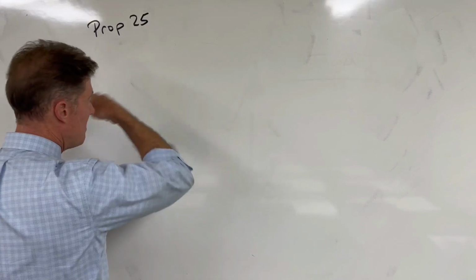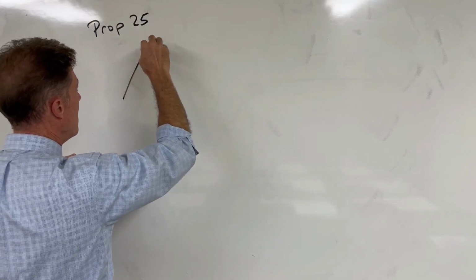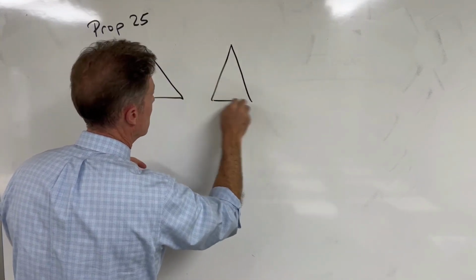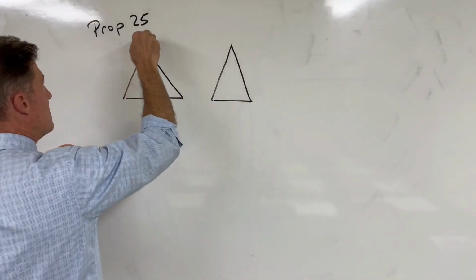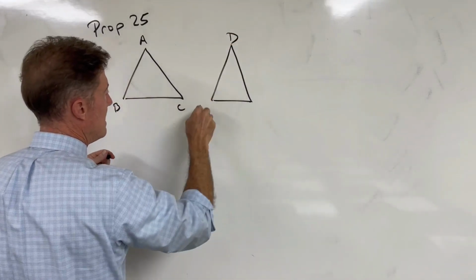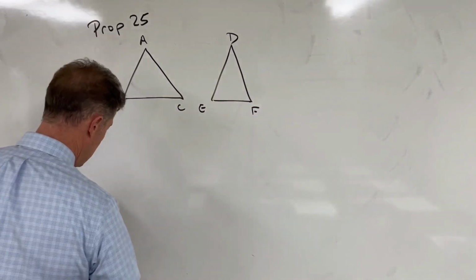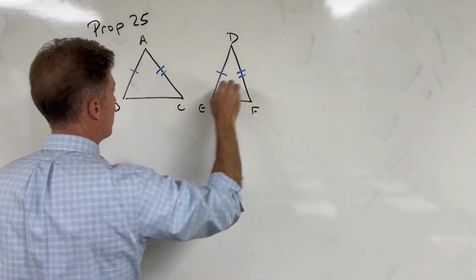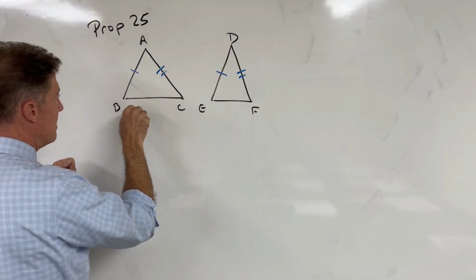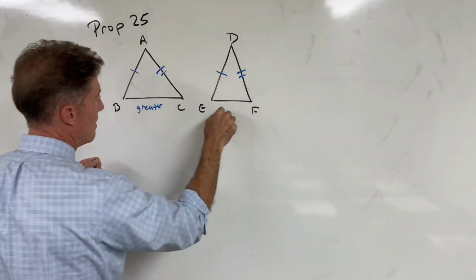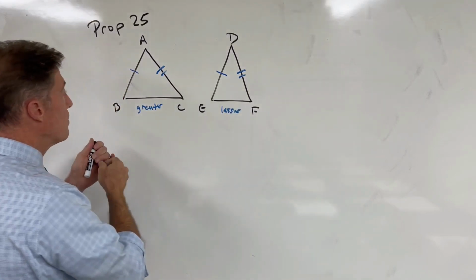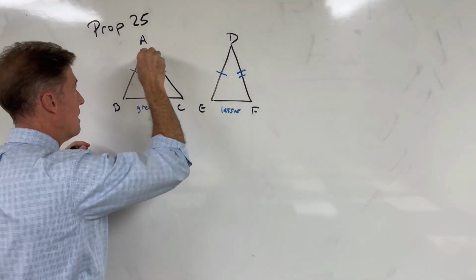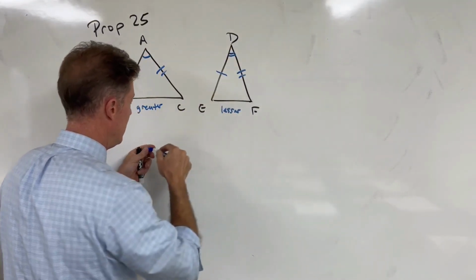So let there be given two triangles. And let's have this one be like this, and have this one be like this. So let this be triangle ABC, this one DEF. And in these, let AB be equal to DE and AC equal to DF, but this base be greater. So here we have a greater base, and here we have a lesser base. We're going to prove that if this base is greater, then the angle at A is going to be greater than the angle at D.